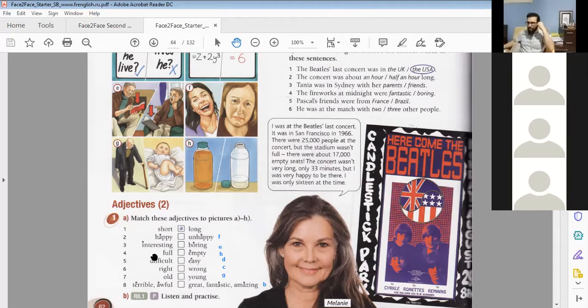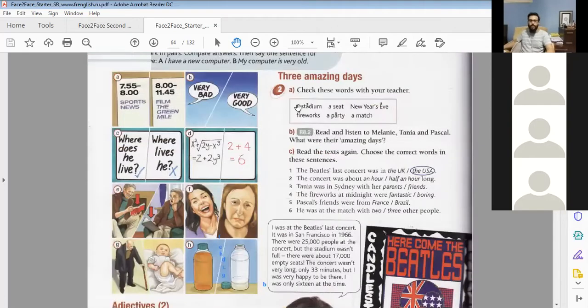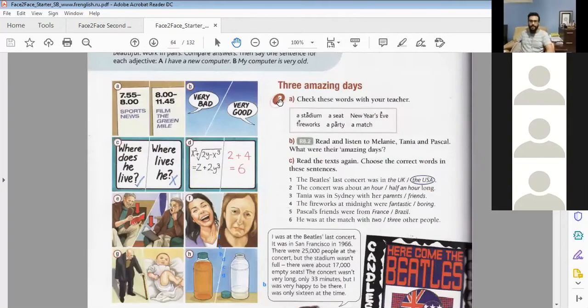So let's do exercise number 2. You will see examples of using adjectives with nouns. Okay. So we are going to talk about 3 amazing days. When we say 3 amazing days, are these good or bad days? What do you think? Good days. Correct. Amazing days, it means 3 very good days. Correct.